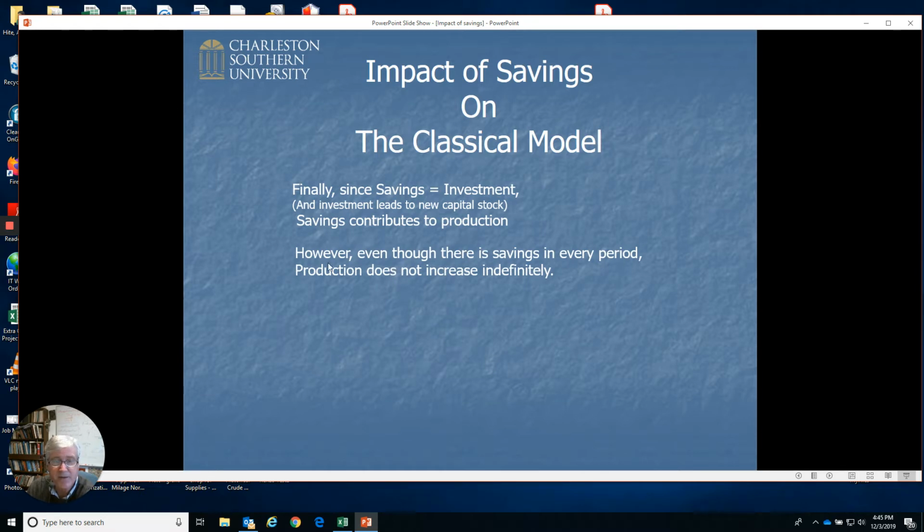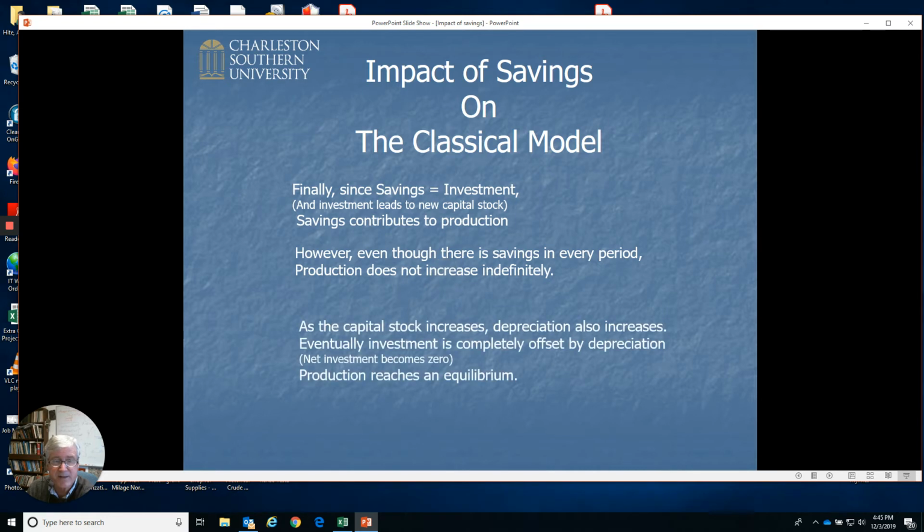But don't get too excited, because even though there is saving in every period, production doesn't increase indefinitely. Can you see why? You can stop this video and think about it if you want. Even though there's savings every time, production won't go up forever. The reason is because as the capital stock increases, depreciation also increases, right?